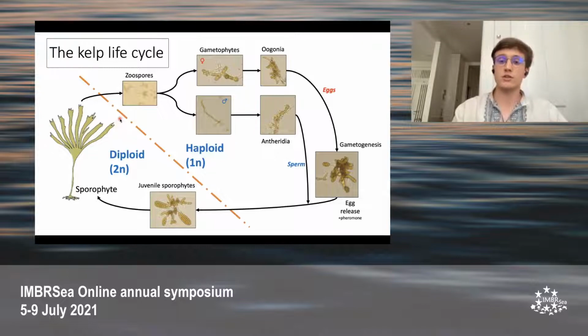And when the conditions are right, these gametophytes undergo gametogenesis, where the females form oogonia, which then release an egg as well as pheromone. And this pheromone triggers the release of sperm from antheridia on the male gametophytes and also attracts the sperm. And once these eggs are fertilized, they grow into juvenile sporophytes, which are diploid once again.